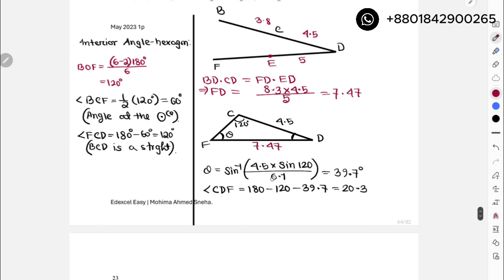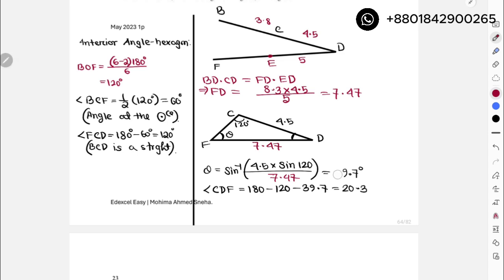Now using this 7.47, you can find out the value for this theta. So you get sine inverse of 4.5 sine 120 divided by 7.47.